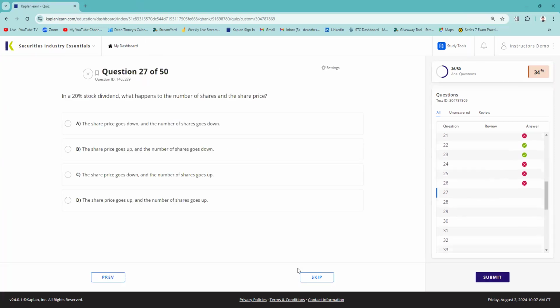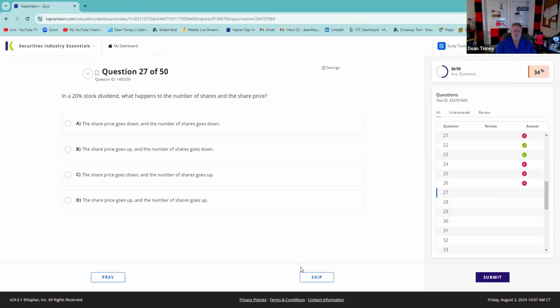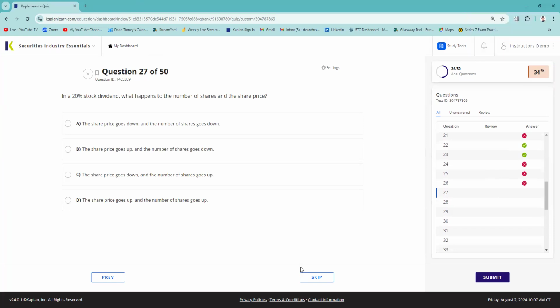In a 20% stock dividend, what happens to the number of shares and the share price? I like this. You should have a general understanding. We're not asking you to do any math. We're just asking what happens if you own Chipotle and you get a 20% stock dividend.